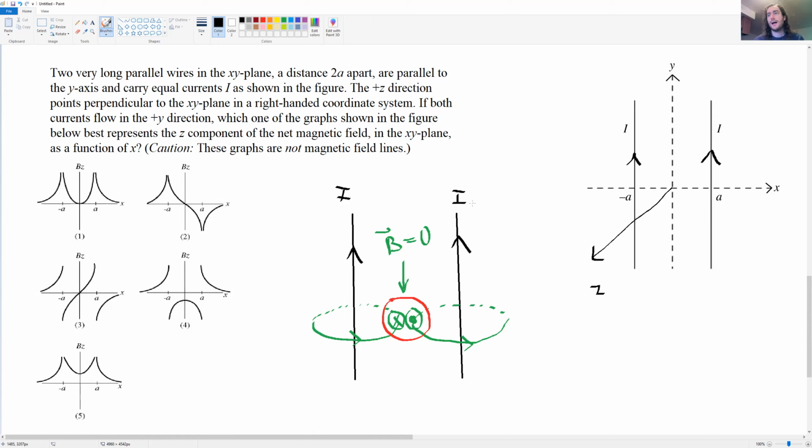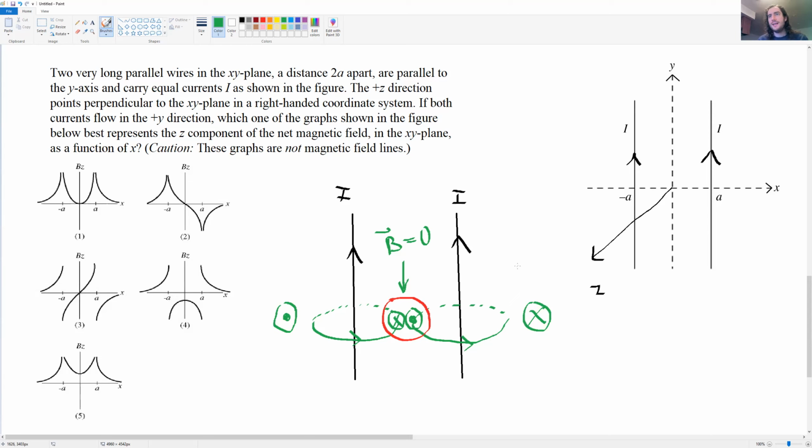Now we can see on the left side of the left wire, the magnetic field is coming out of the page. That's positive in the Z direction. So we can look at 1, 2, and 3 again, and it looks like they're all positive on the left side. Okay, how about to the right of the right side wire? Let me go ahead and add this in here. Over here on the left, it's coming out. Over here on the right of the right side wire, it's going in, right? So that's negative Z direction.